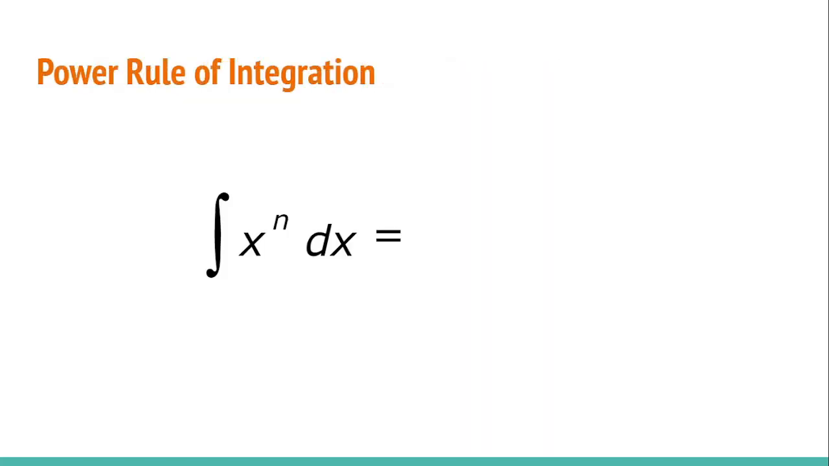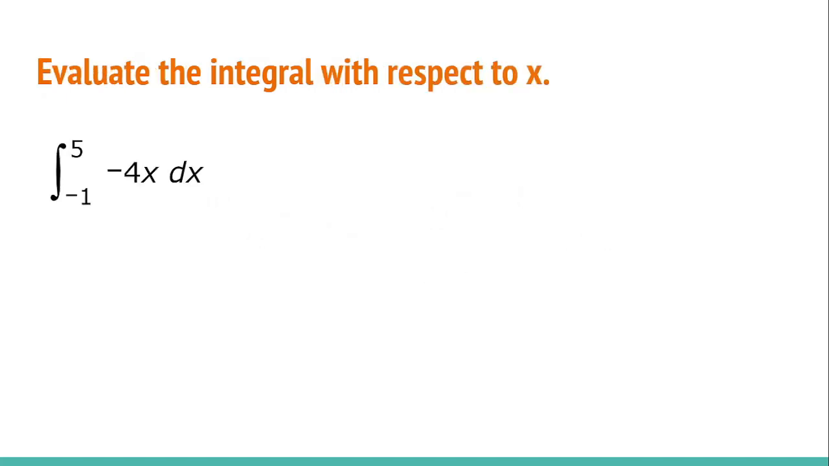Power rule of integration: we have the integral of x to the power of n with respect to x. The way you're going to do this, you will add 1 to the exponent and divide by the new exponent, plus c. C stands for any constant.